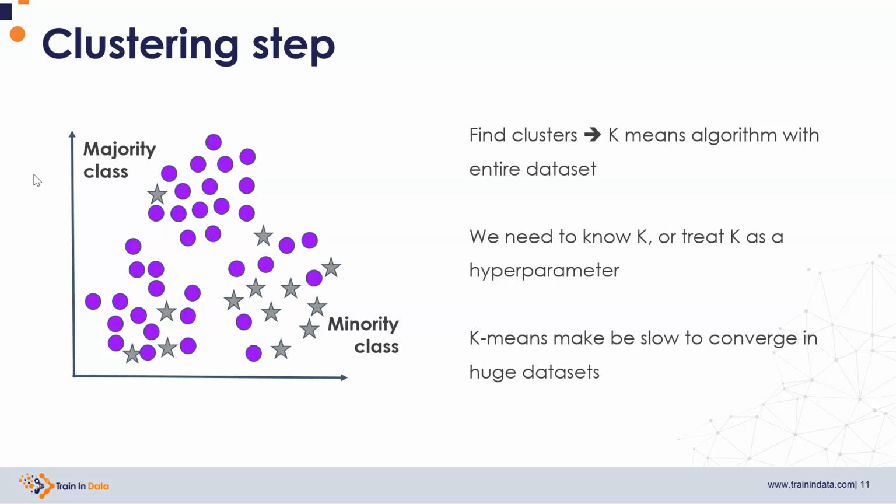So the first step, as I said, is to find the clusters within our data, the naturally occurring clusters. And this we would do with the K-means algorithm utilizing the entire dataset. So as a prerequisite, we need to know K, the number of clusters. And if we don't know it, then we need to treat K as a hyperparameter. So here we are adding some layers of complication. And another thing that we need to consider is that K-means may be slow to converge in huge datasets. So if we have huge datasets, this algorithm may take quite a while to find all the clusters.